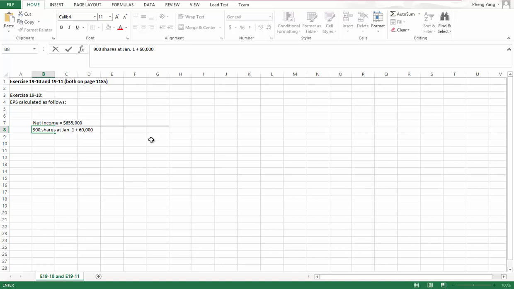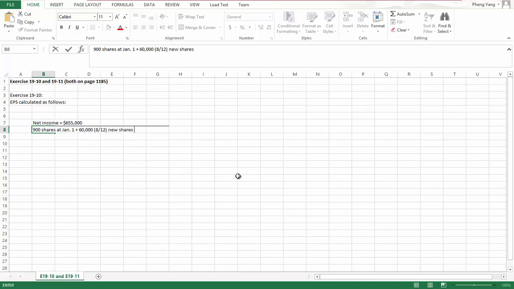The 60,000 shares can't be straightforward 60,000 for the whole year because they were only outstanding for 8 months out of the year. If you look at the date, it was sold on April 30th, so from the next month, from May through December, it's only 8 months. So you have to multiply that 60,000 by 8/12. These are the new shares.